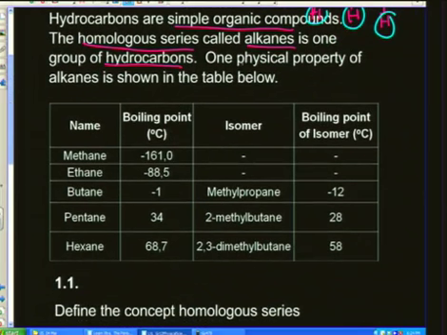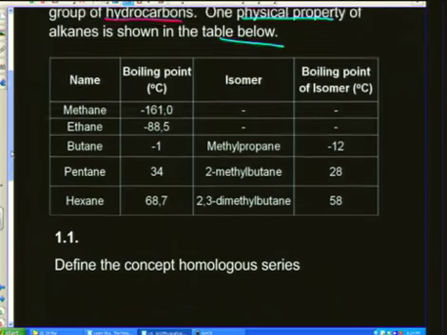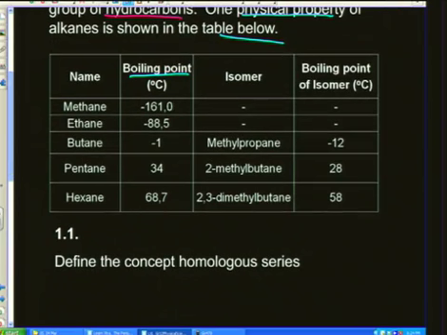Now it says, one physical property of the alkanes is shown in the table below. The property we're looking at is boiling point, and we're looking at the boiling point of the isomer as well. We're starting with methane. Meth is 1 carbon. Eth means 2. But means 4. Pent means 5. And hex means 6. You need to know that. What's the trend? Notice this starts at minus 161 and it ends up at 68. And so there's an increase in the boiling point, which is quite interesting to have a look at.